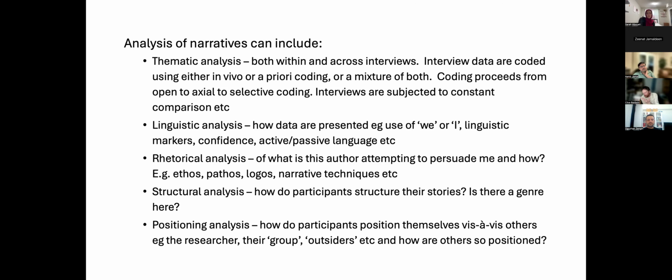So I'm currently doing some work on spirituality, and I look at whether people passively accept the story world of the religion or the faith path that they're part of, or do they actively create a story world, a religious story world?